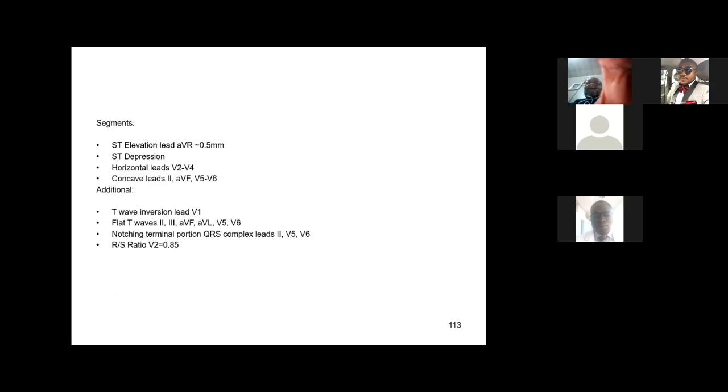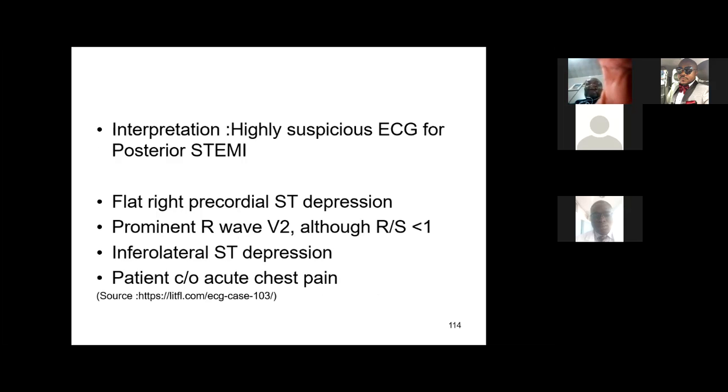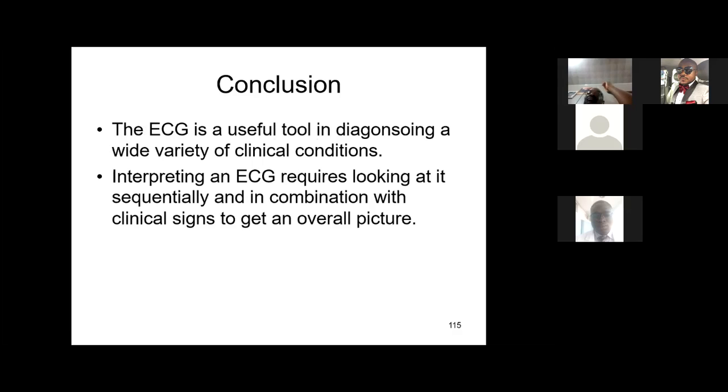T flat, notching terminal, and then RS ratio in V2 0.85. Then this is the diagnosis: highly suspicious ECG for posterior myocardial infarction due to a flat right precordial ST depression, prominent R wave in V2, inferolateral ST depression, and the patient, of course, from the history is complaining of acute chest pain. The ECG is a useful tool in diagnosing a wide variety of clinical conditions. Interpreting an ECG requires looking at it sequentially and in combination with clinical signs to get an overall picture.